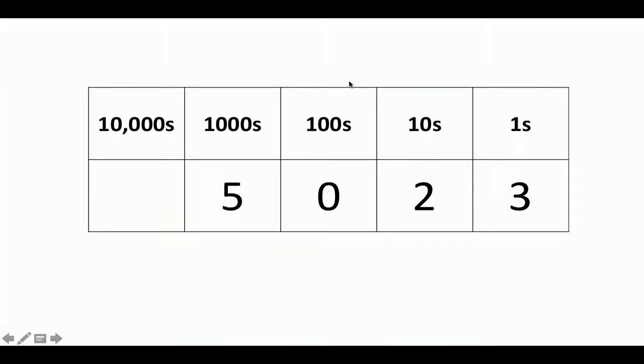So if we look at the columns, here's the ones or the units. There are 3 of them, there are 2 tens, there are no hundreds, and there are 5,000s. Although this is nothing, as I said, it's very important. We probably don't need this 0 to mean no 10,000s, and we don't need the next one to mean there are no 100,000s or no millions.